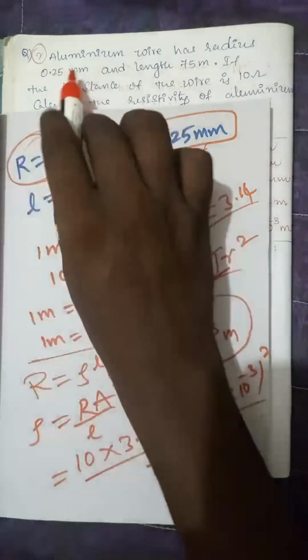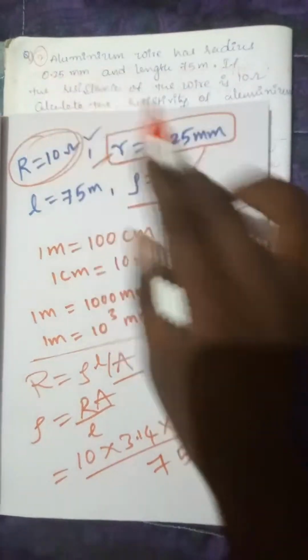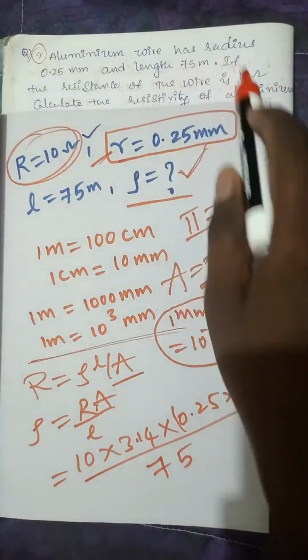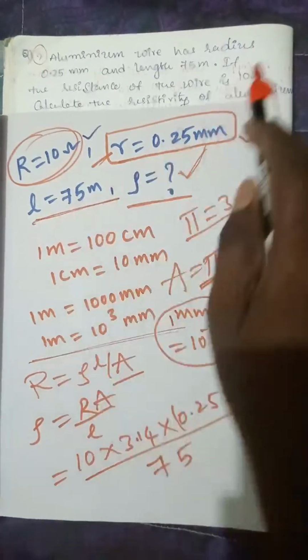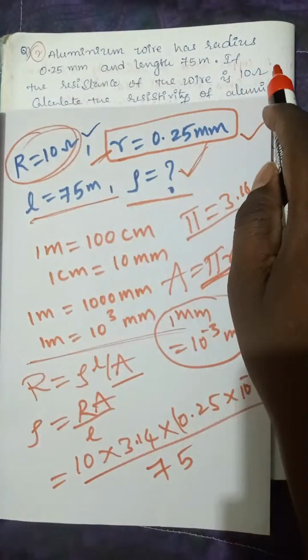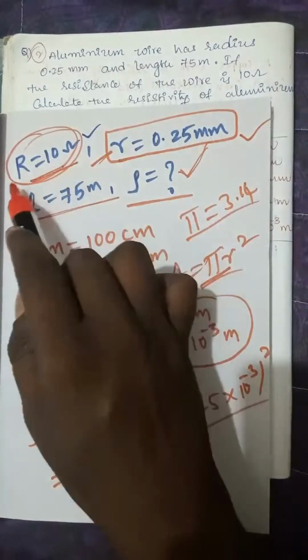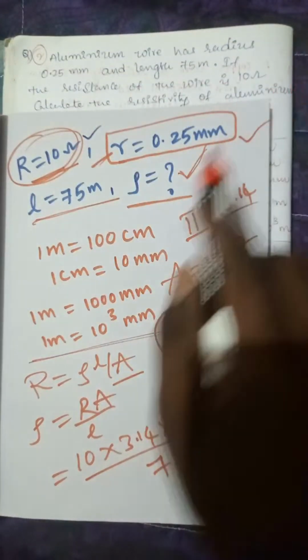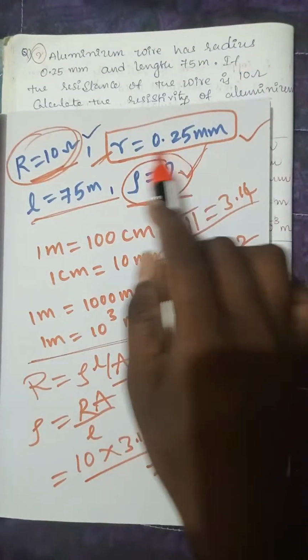So once again, the aluminum wire has a radius, which is given. The length is given, and the resistance of the wire is given as 10. Calculate the resistivity of aluminum. So we have to find the resistivity.